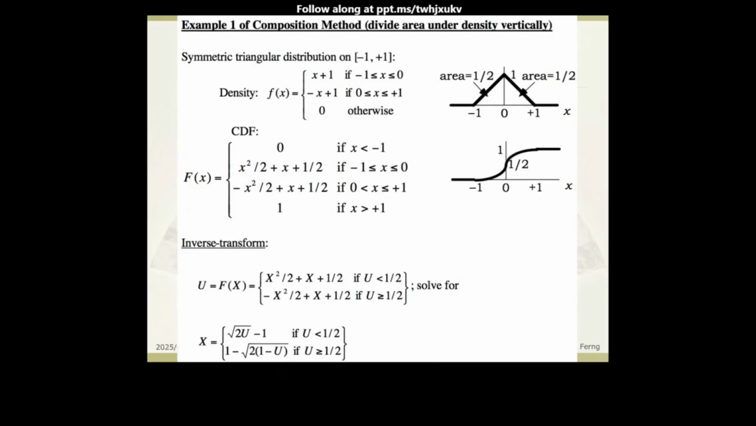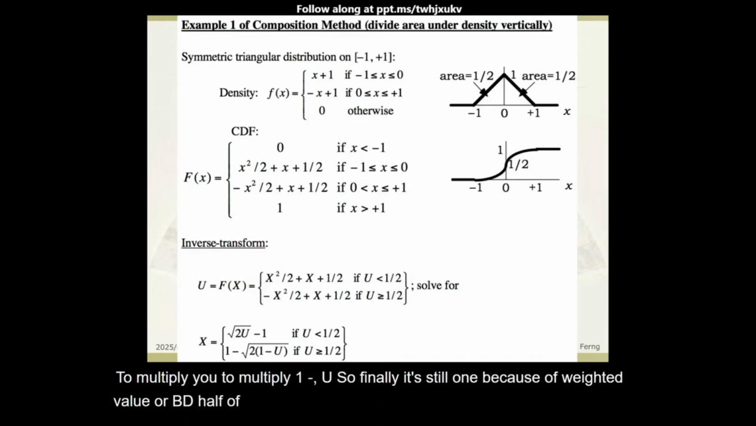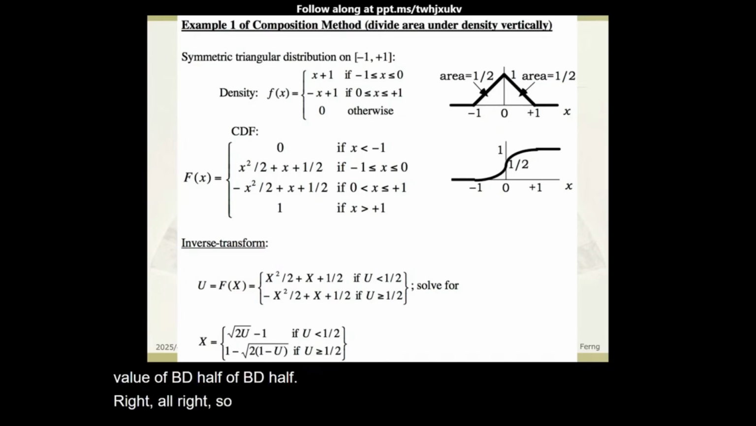Here, multiply 2. So a half and half, so finally it's 1. 2 multiply u, 2 multiply 1 minus u. So finally, it's still 1, because of the relative value. Probability half, probability half. Right? All right, so you can check the other details.